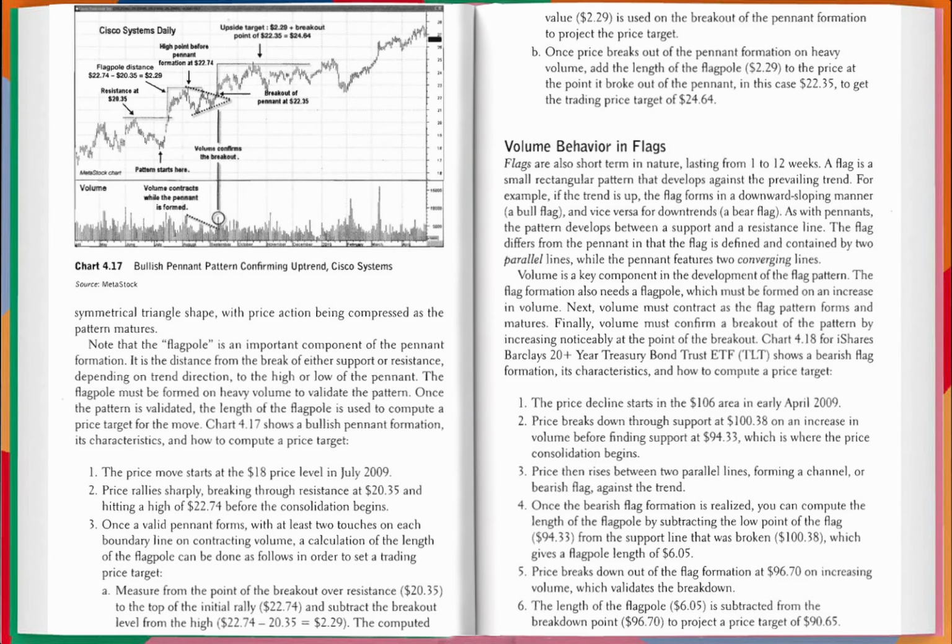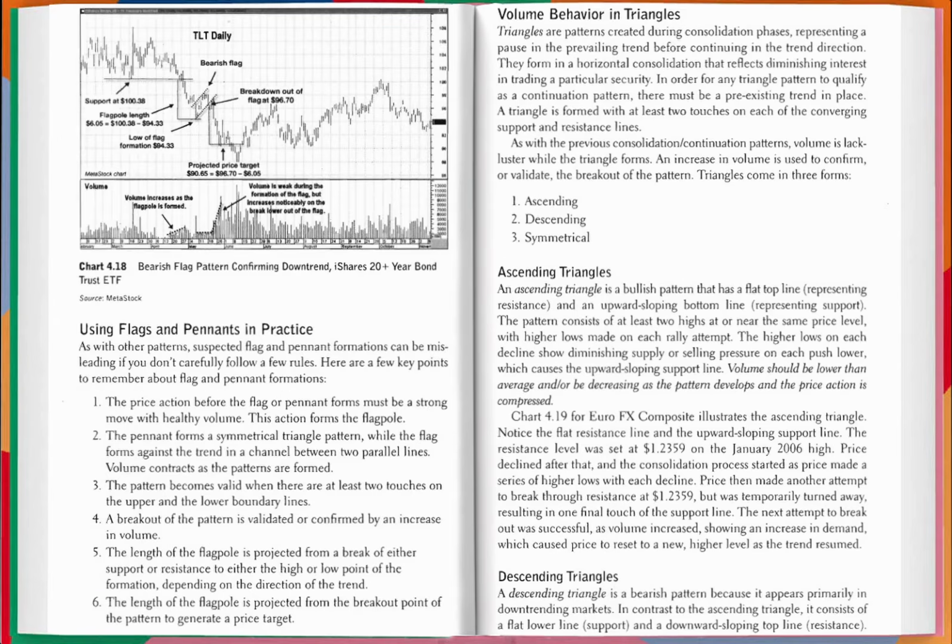4. Once the bearish flag formation is realized, you can compute the length of the flagpole by subtracting the low point of the flag, $94.33, from the support line that was broken, $100.38, which gives a flagpole length of $6.05. 5. Price breaks down out of the flag formation at $96.70 on increasing volume, which validates the breakdown. 6. The length of the flagpole, $6.05, is subtracted from the breakdown point, $96.70, to project a price target of $90.65.